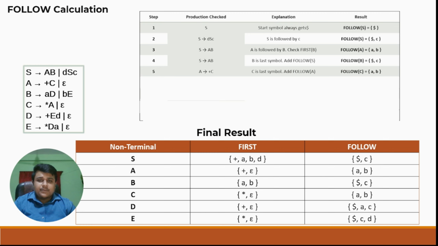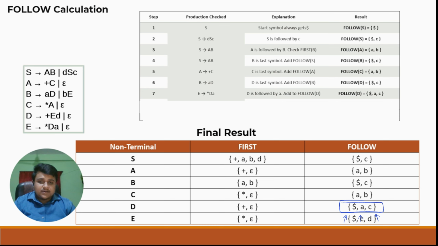Follow of D. Look at the production B derives AD. D is at the end, so we add follow of B. Follow of B is $ sign and C. Next, look at E derives star DA. Here D is followed by terminal a, so we add terminal a. Therefore, follow of D becomes $ sign, a, and C.